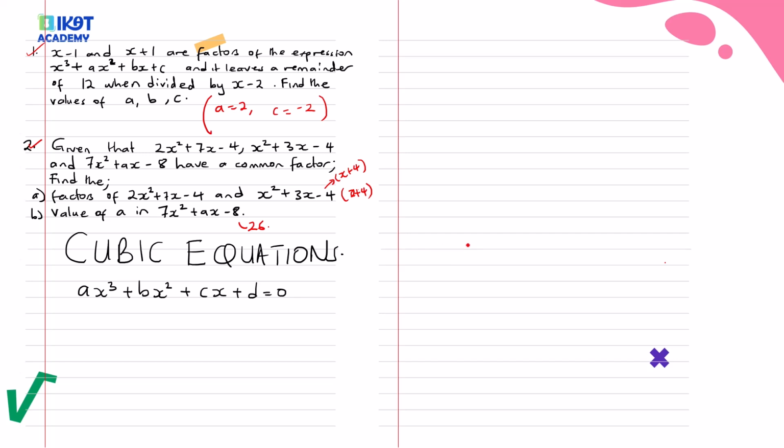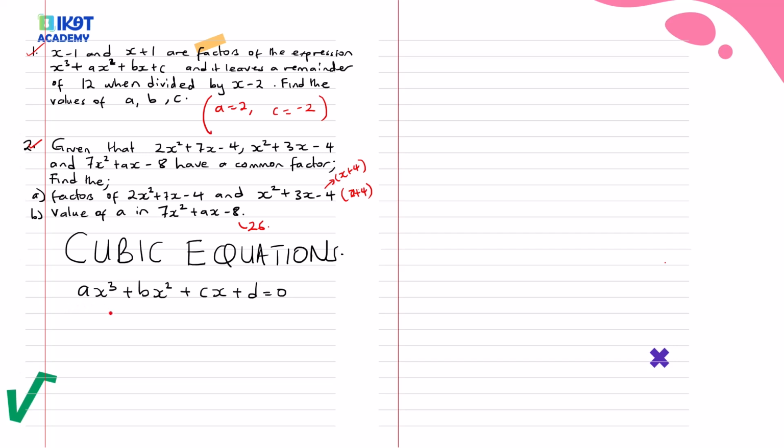So now we're going to be dealing with cubic equations as we finalize our chapter on polynomials. So this is a cubic equation. As you can see, the highest power of x is 3, where x is the variable in this case. Now, cubic equations, since the highest power is 3, are going to have 3 answers, which we call 3 roots.